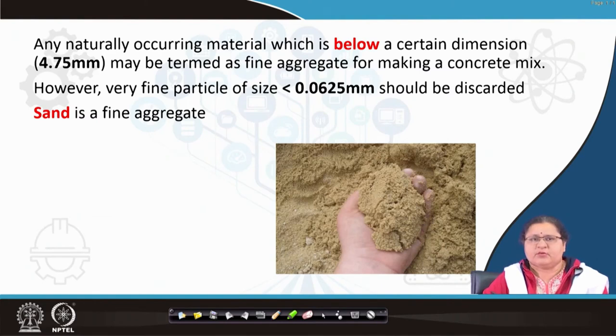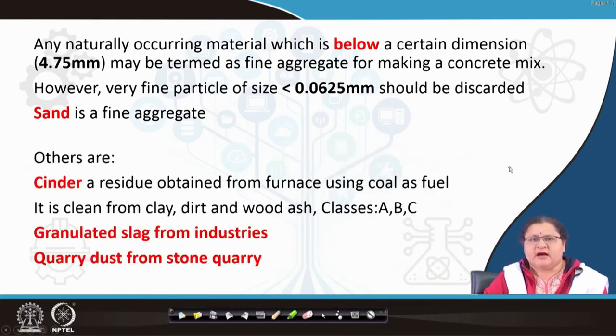Now, sand is one fine aggregate. As you can see in the picture, you can touch sand and feel that it is granular and the granules are fine. That is why the term fine aggregate comes. But is it only sand? Yes, sand is the mostly used, but others are cinder, which is a residue obtained from the furnace, granulated slag coming from the industry, or even quarry dust coming from the stone quarries.